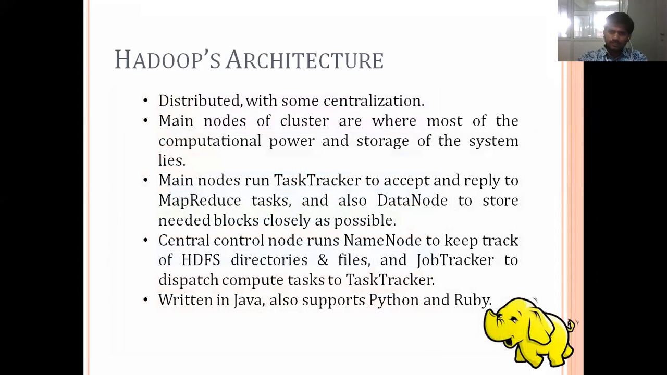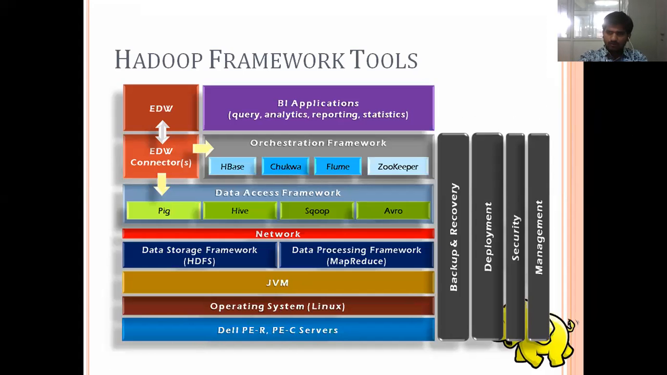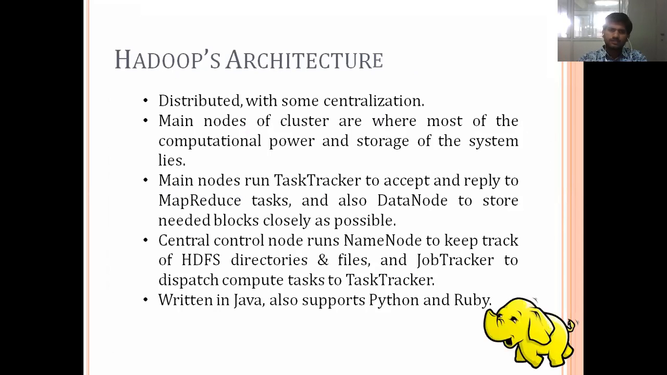So distributed with some centralization. What is some centralization? Centralization means the main task of this one, storage and processing of data, is some centralization. The remaining things are going to be added in order to achieve two things, reasonable cost and time. So in order to achieve that goal, those more things are going to be added to this. So distributed with some centralization.